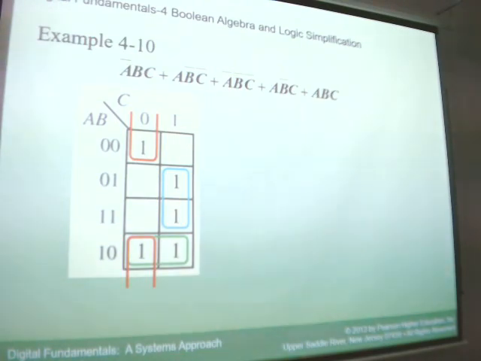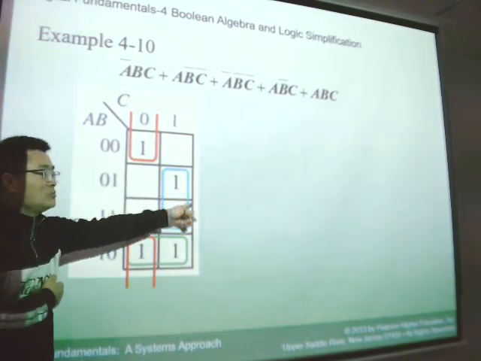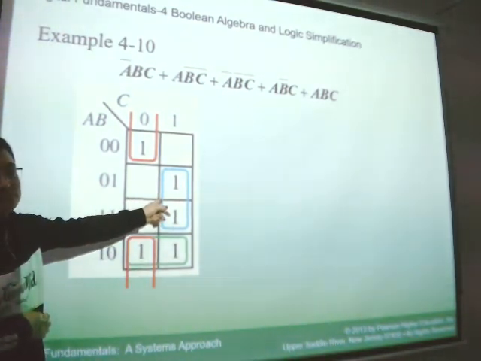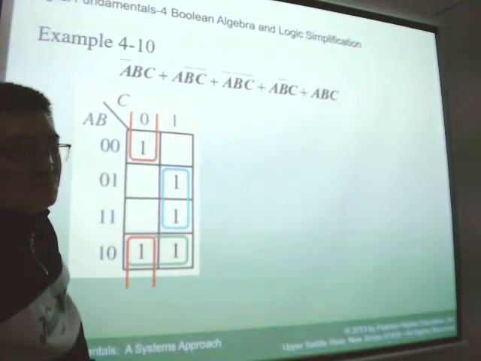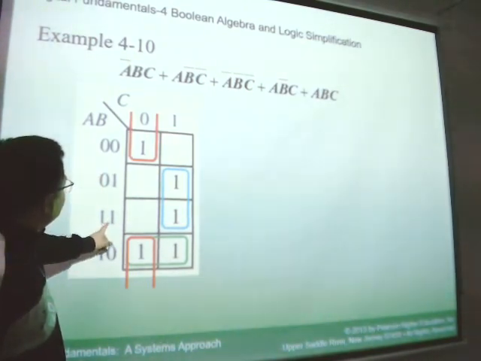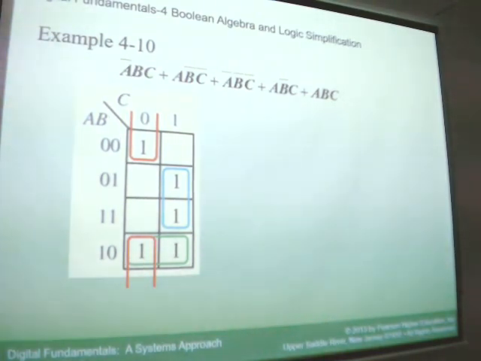For this Karnaugh map, there are three groups. What is the minimum product term of this group? A, B. B. One. Yes, B. Very good. It's not changed.